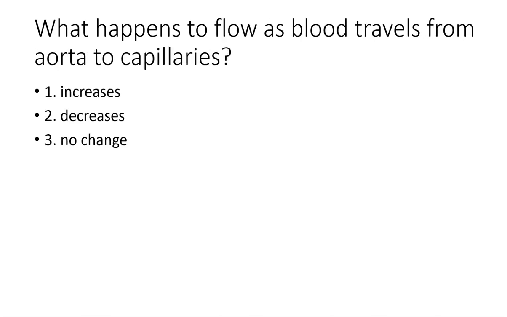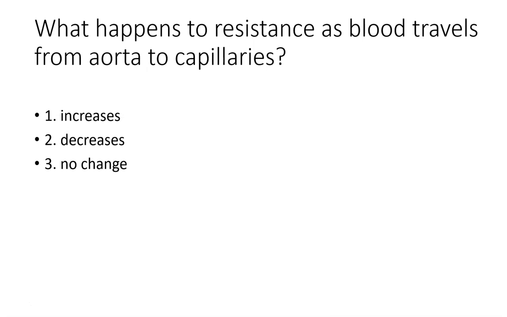What happens to flow as blood travels from the aorta to the capillaries? Flow is going to decrease. Why? Because diameter is going to decrease and the length is going to increase. What happens to resistance as blood travels from the aorta to the capillaries? Resistance is going to increase, which is why flow decreases.